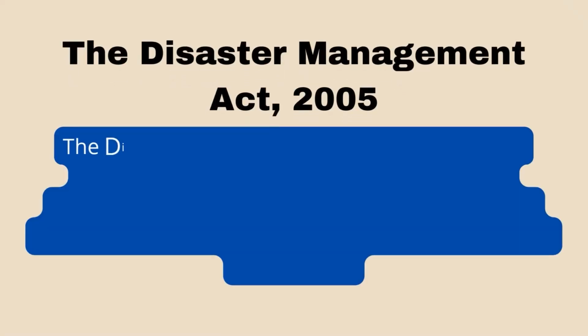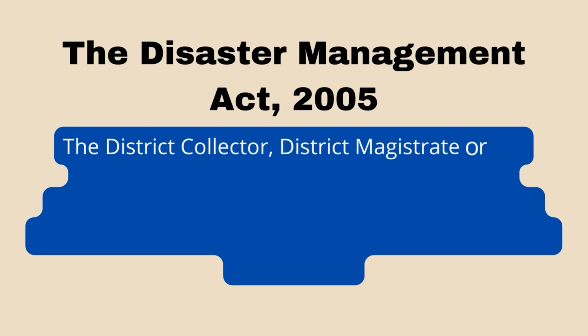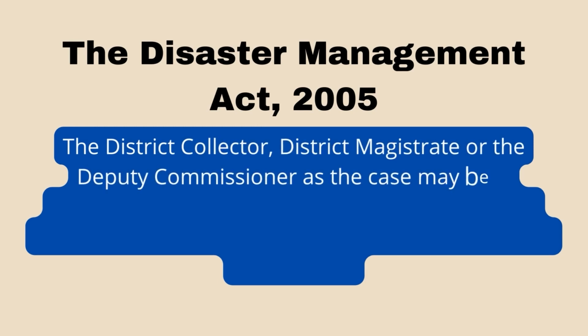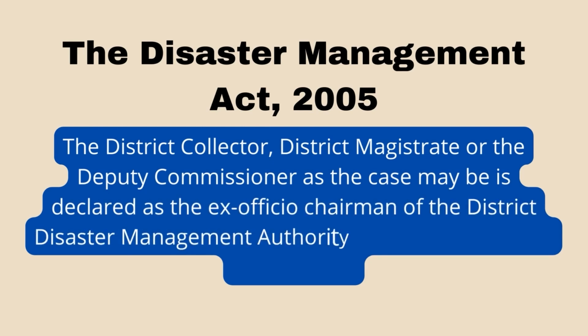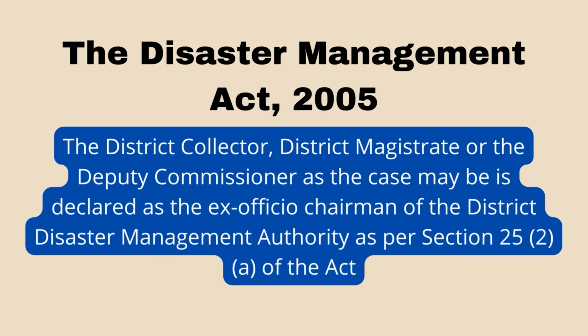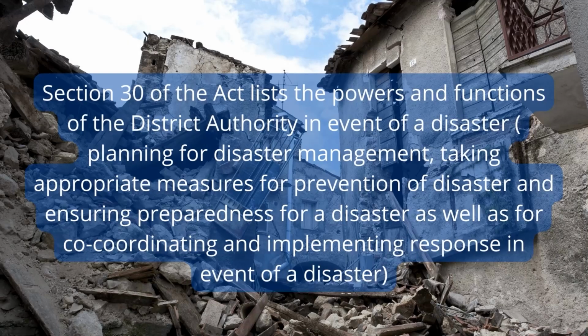The district collector, district magistrate, or the deputy commissioner, as the case may be, is declared as the ex officio chairman of the District Disaster Management Authority as per Section 25(2)(a) of the Act. Section 30 of this Act lists the power and functions of the district authority in the event of a disaster. The functions include planning for disaster management, taking appropriate measures for prevention of disaster, and ensuring preparedness for a disaster, as well as coordinating and implementing response in the event of a disaster.